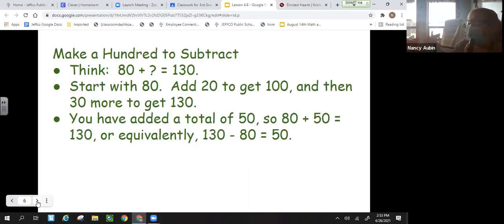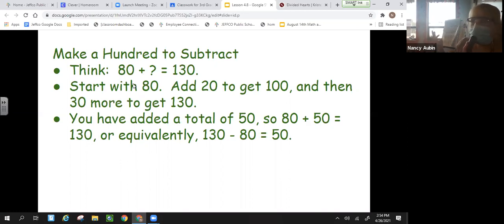What about making 100? I thought Max Fox, I thought for sure you would do this today. I thought of you when I was doing this because you know how to pull numbers apart so well. Did anybody, or have you ever thought about making 100? 80 plus what would equal 100? 20, right? So if you add 20 to 80 to get 100, and then you just need 30 more. Can you see doing it that way?